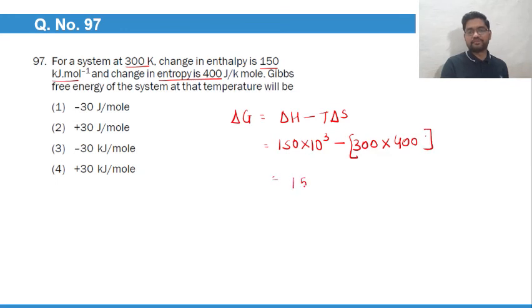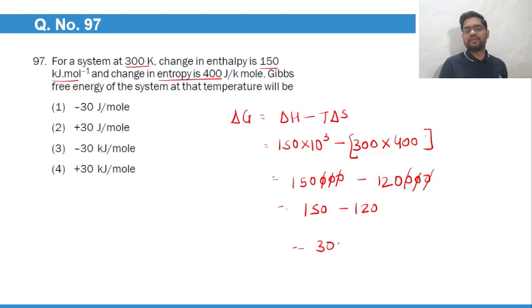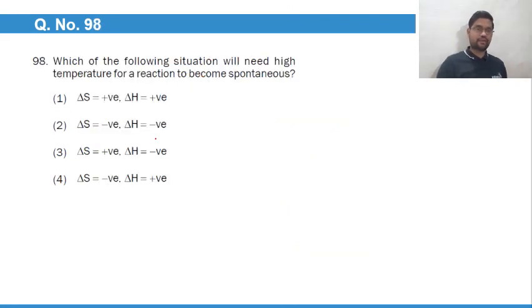So it is, okay, 3 4s are 12. So basically it is 150 kilojoule minus 120 kilojoules. If I convert this into kilojoules, that is equal to 30 kilojoules, because the answer is given in kilojoules. So 30 kilojoules, that too positive, so we'll go with 30 kilojoules per mole. So for 97, option number 4 will be the best answer.